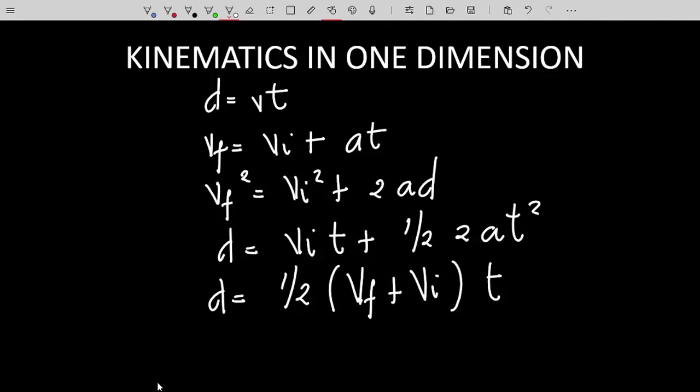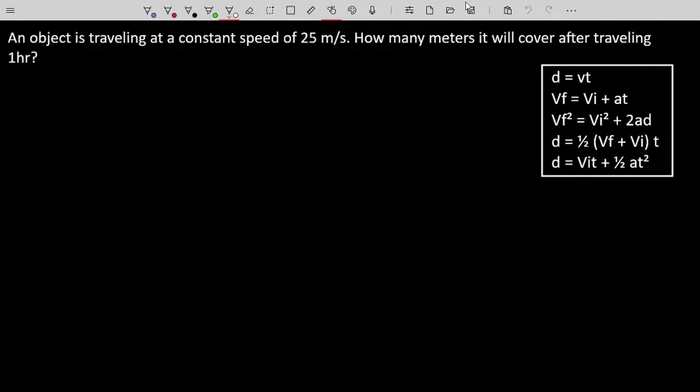Now let's try to apply these formulas in some problems. Now for this example, an object is traveling at a constant speed of 25 meters per second. How many meters will it cover after traveling for 1 hour?